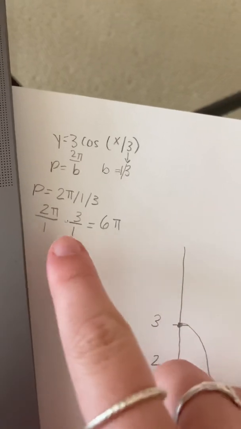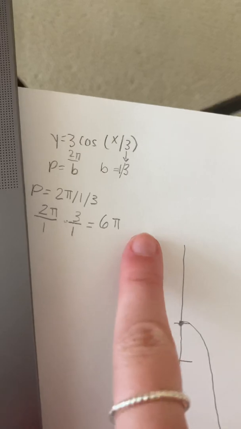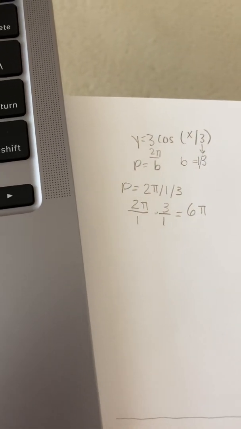And if we reciprocate 1/3 and then solve, we get 6 pi. So one period is 6 pi.